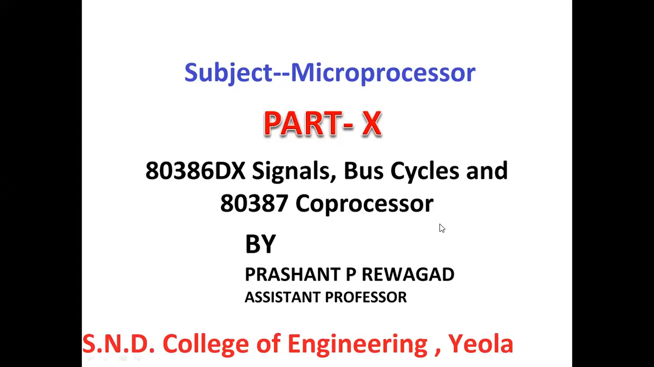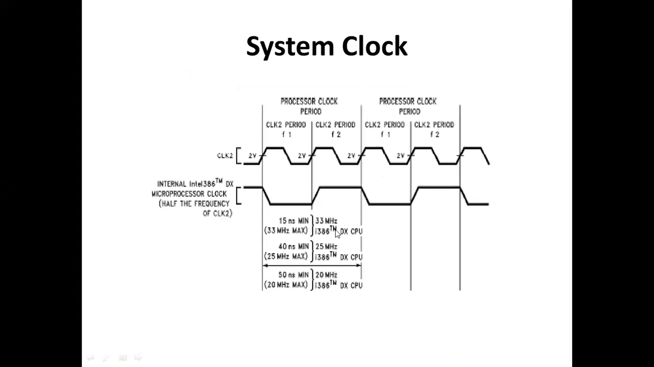Hello friends, today we are discussing the microprocessor subject, the lecture series in which the sixth unit is there, and it is on part 10 of that sixth unit. 80386 DX signal, bus cycles and the 80387 coprocessor is the last part in which we are discussing the system clock. The system clocks are as shown in a figure.